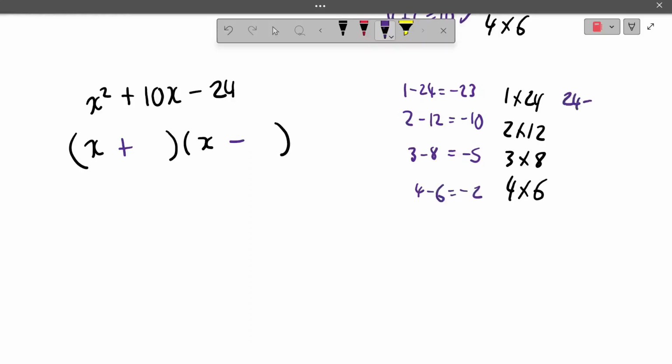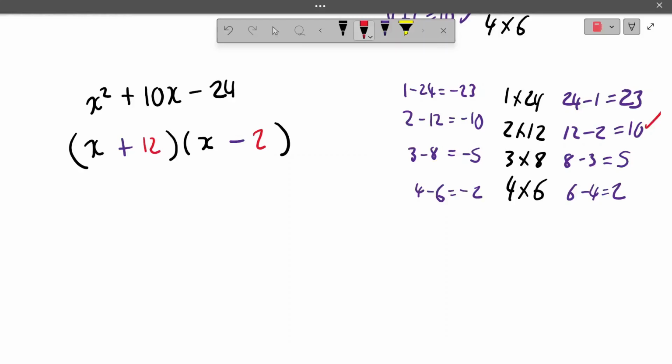We have 24 minus 1 is 23. 12 minus 2 is 10. We have 8 minus 3 is 5. And 6 minus 4 is 2. And only one of those works, which is that one, which I ticked with the red. So it's a plus 12 and a minus 2. Now, obviously, I've written them all out, and there are more combinations with the negative example.